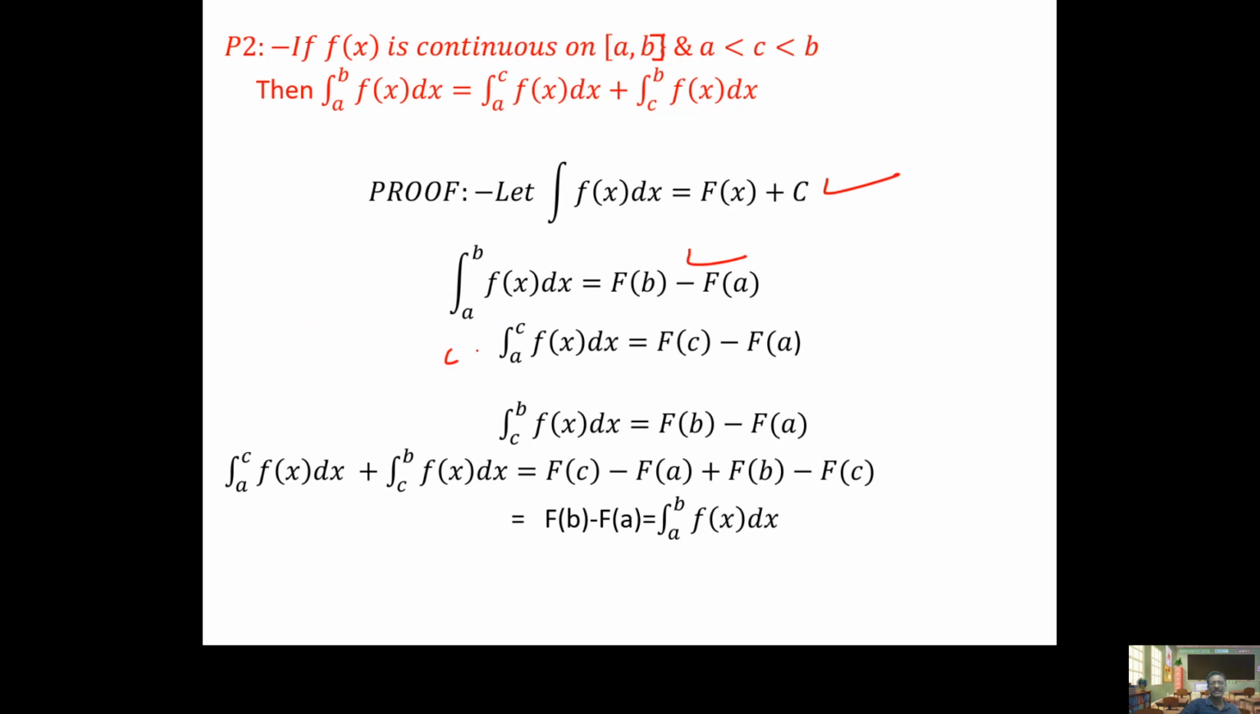What is the integral from a to c of f(x) dx? F(c) minus F(a). So what is the integral from c to b of f(x) dx? F, upper limit minus lower limit: F(b) minus F(c). So the integral from a to c of f(x) dx plus the integral from c to b of f(x) dx is equal to F(c) minus F(a) plus F(b) minus F(c). So what are you getting? Plus F(c) and minus F(c) cancel. You are getting F(b) minus F(a). That is the integral from a to b of f(x) dx.